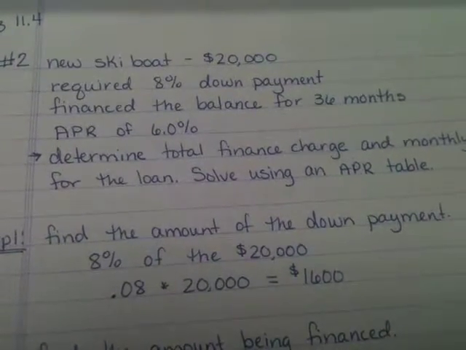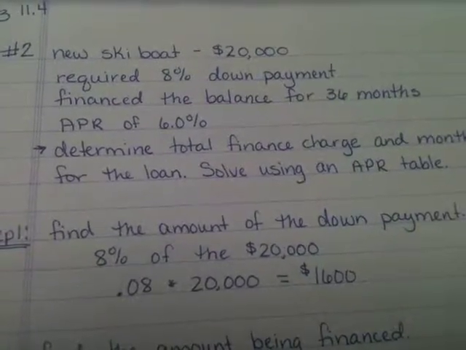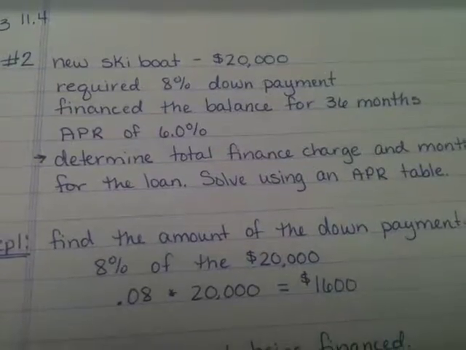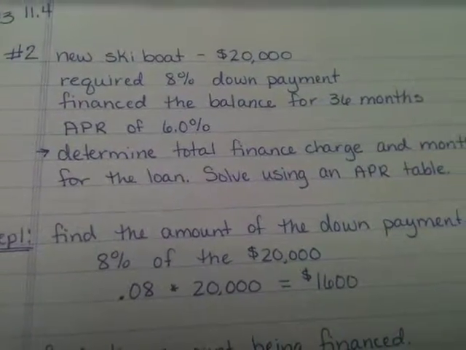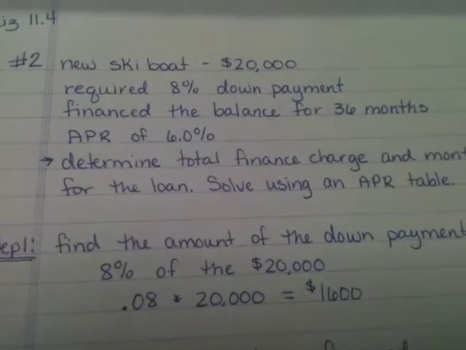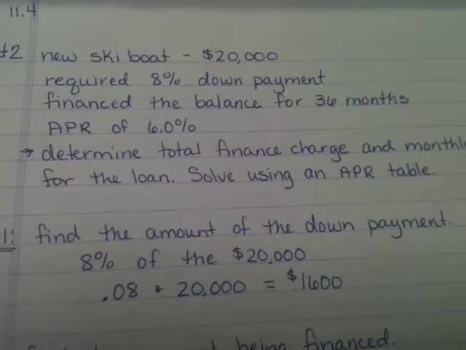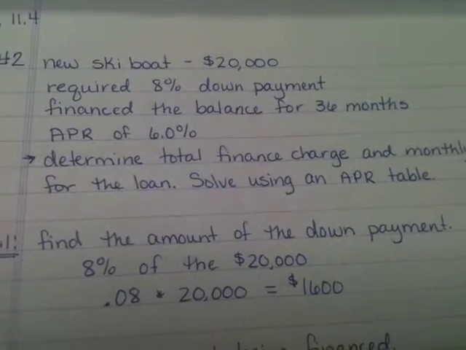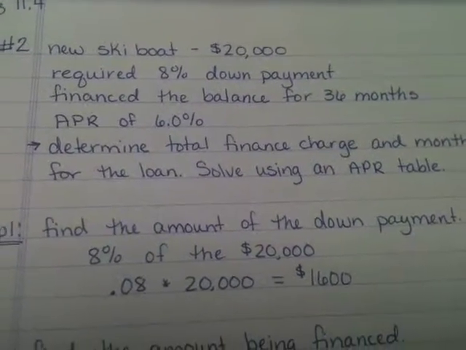My question number 2 says that a family purchased a new ski boat for $20,000. Their loan agency required an 8% down payment, and they financed the balance for 36 months with an APR of 6%. I need to determine the total amount of the finance charge and their monthly payment for the loan. It does tell me to solve using the annual percentage rate table and to round to the nearest dollar amount.